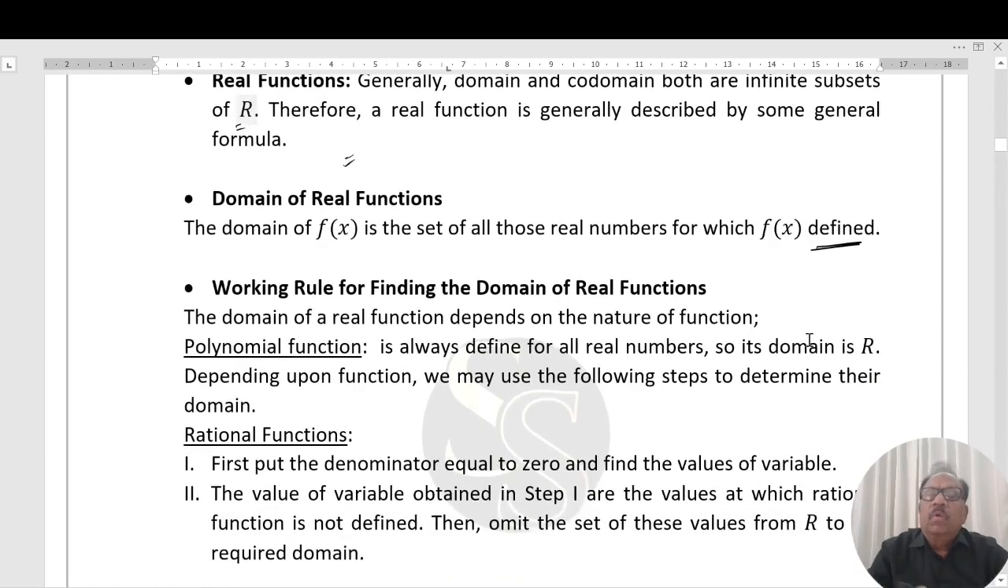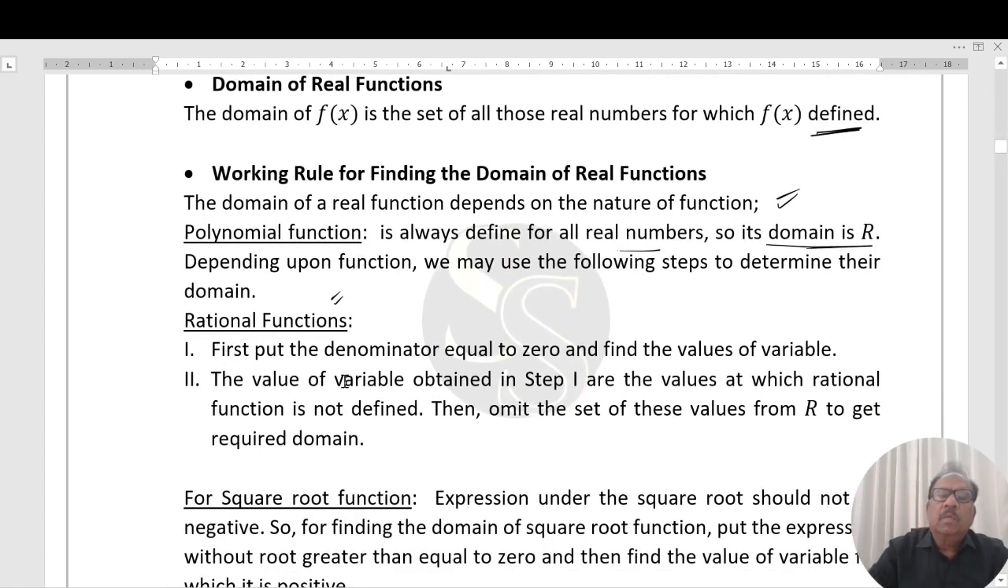Working rule for finding the domain of real functions. The domain of a real function depends on the nature of the function. A polynomial function is always defined for all real numbers, so its domain is R. Depending on the function, we may use the following steps to determine the domain. If it is a rational expression, first put the denominator equal to 0 and find the values of the variable. The values occurring in step 1 are the values of x at which the rational expression is not defined. Then omit the set of all these values from R to get the required domain.